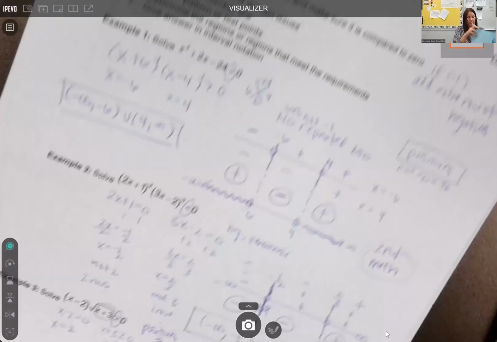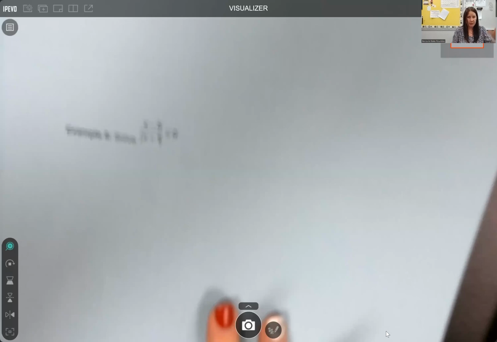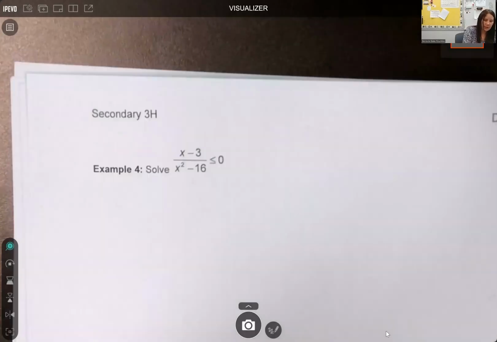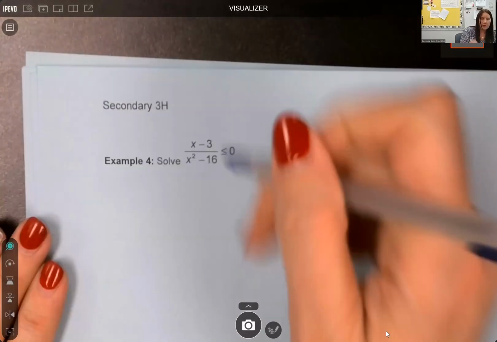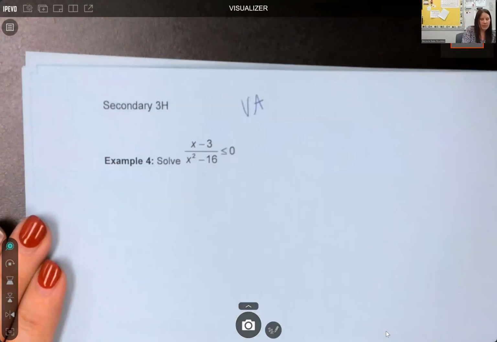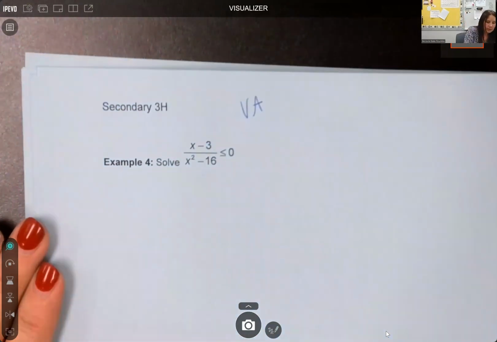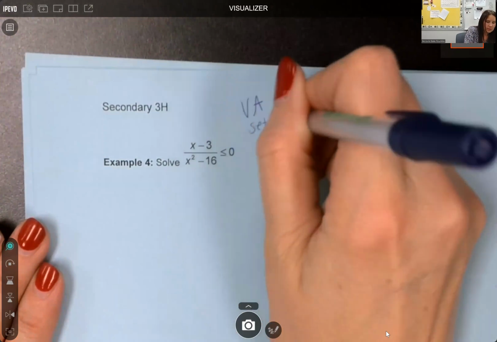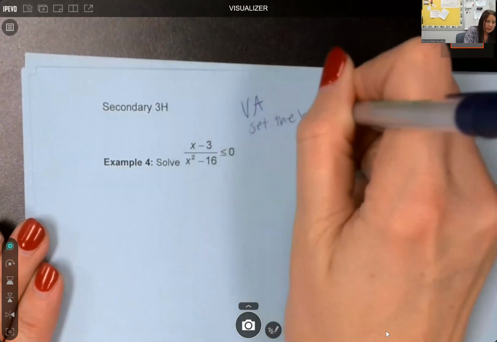Okay, all right, we have 2 more examples, and these ones are rational. Okay, so there's one extra thing with rational is you need to find your vertical asymptotes. So remember, set the bottom equal to 0.